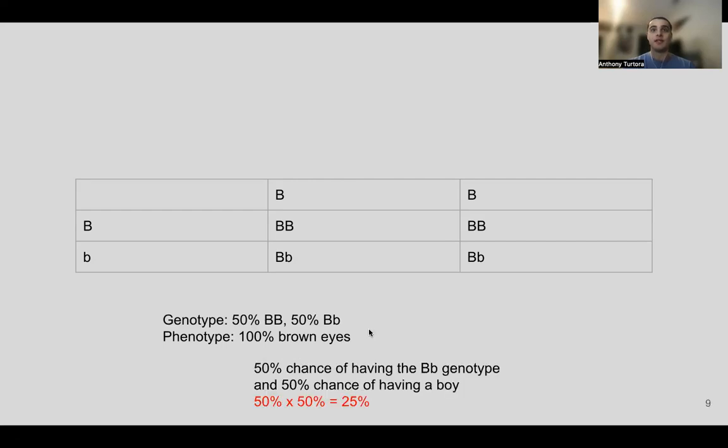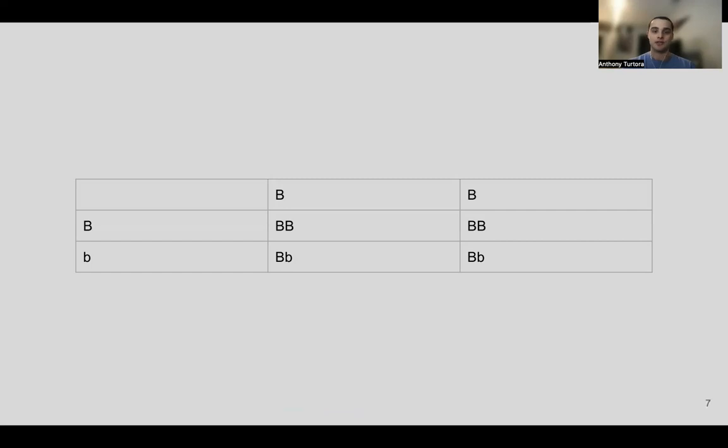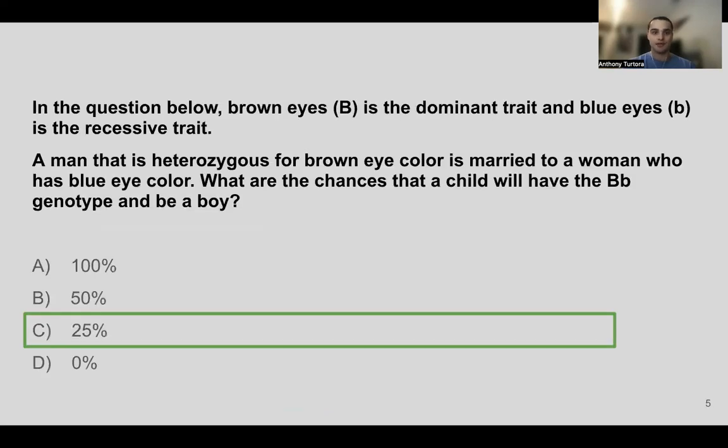And now we can find the probability of each genotype and phenotype. So we have a 50% chance of having the uppercase B, lowercase b genotype, so the heterozygous genotype. And because we are either getting a male or a female, that will also be 50%. Then we multiply those together in order to determine our answer, which is 25%. So that is the answer to our question here. And so the answer is C.